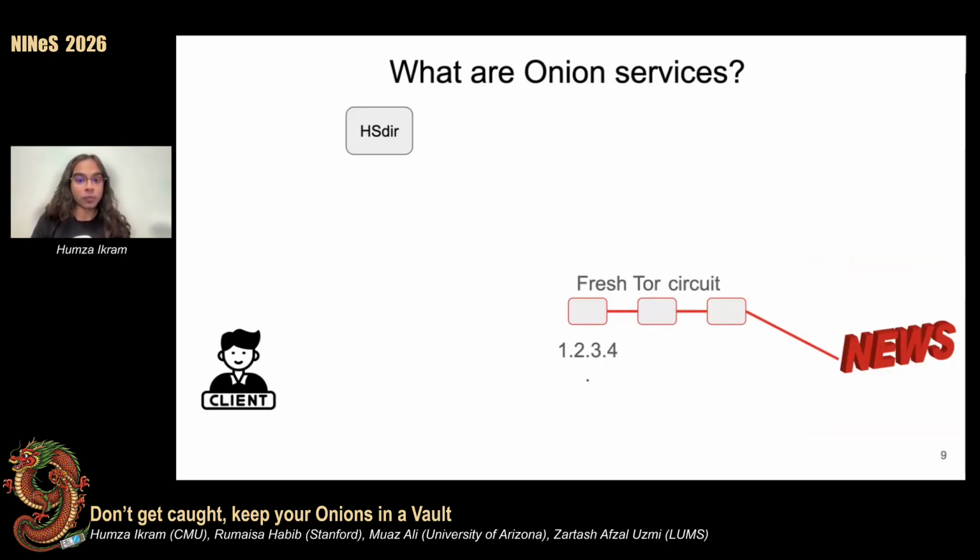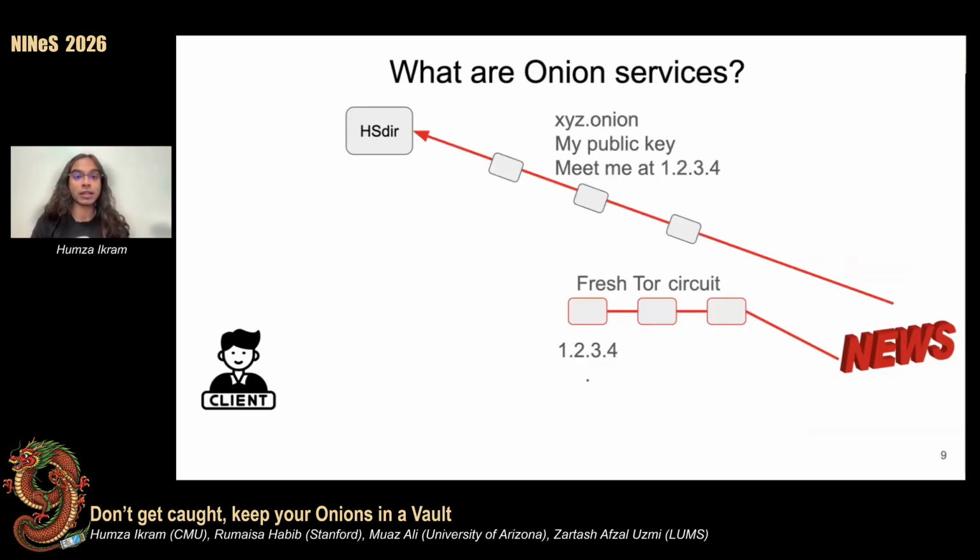What they do is similar to a DNS. The content provider tells a hidden service directory, which is like an abstract data structure, that hey, this is my onion URL, this is my public key, and if anyone wants to talk to me or read my content or whatever, they can meet me at this particular IP address, which is the exit node of a circuit they made.